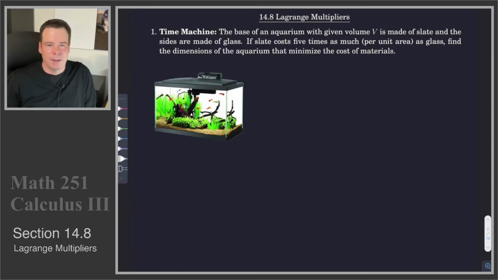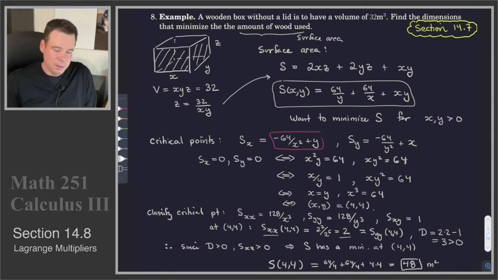Hi everyone, welcome back. In this section we're going to take another look at optimization problems. Specifically, we're going to be interested in finding the maximum and minimum values of a function where we're restricting ourselves to a portion of the domain. These are called constrained optimization problems. Now, we have seen an example of this back in section 14.7, but I didn't call it as such.